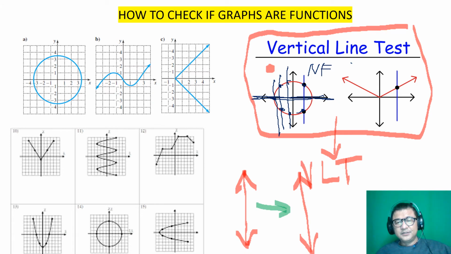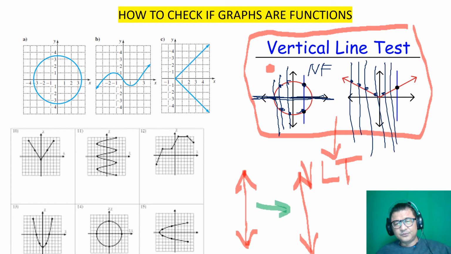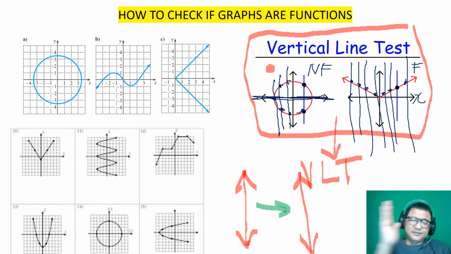But here, wherever I put my vertical line, it only touches the graph once. Can you see that? Wherever you put it, it only touches once. That means for every x, there's exactly one y only. So this is a function. So left to right or right to left.